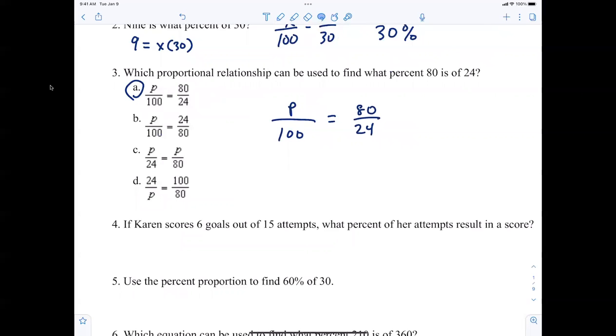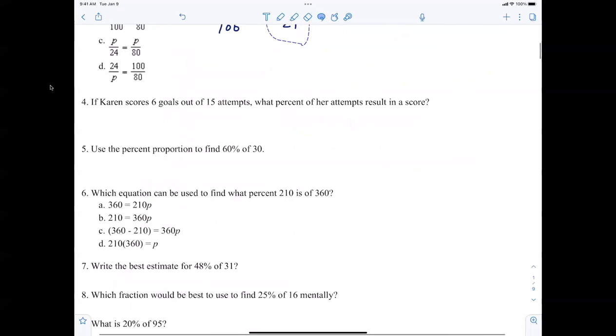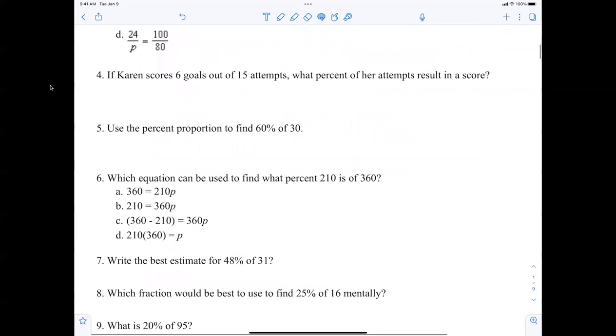Does anybody have any questions with that? Okay, let's go, Forrest. If Karen scores 6 goals out of 15 attempts, what percent of her attempts will be goals? What did you do for this? I did a proportion. I did X over 100 equals 6 over 15. All right. X over 100 equals 6 over 15 is perfect. And then X equals 40%.